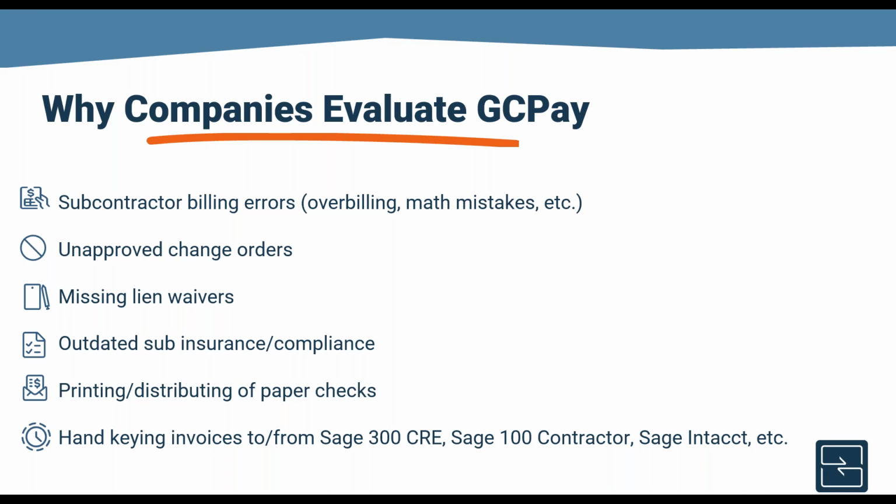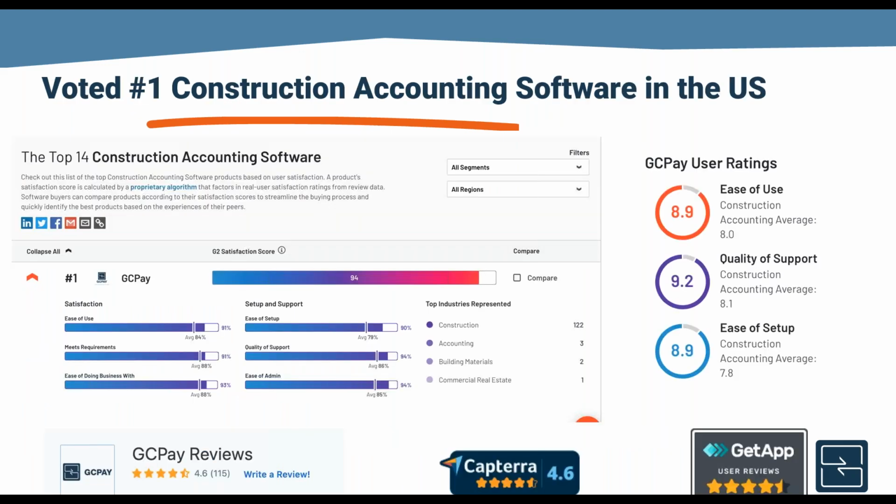You can automatically notify subs when their insurance is about to expire. You can stop subs from billing if they haven't updated their insurance. All right. GCPay was recently voted number one construction accounting software on G2's review site.